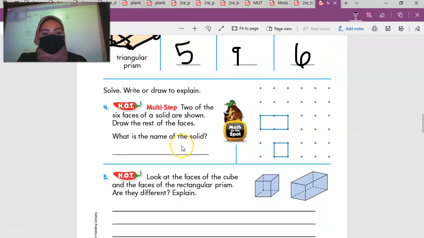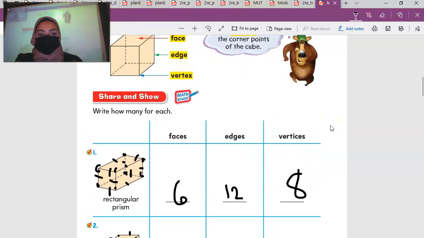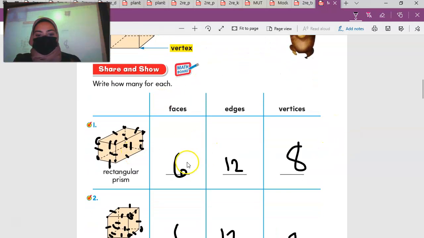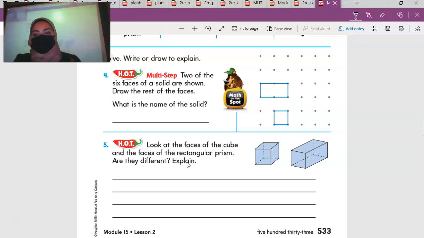Write or draw to explain. 2 of the 6 faces of a solid are shown. Draw the rest of the faces. What do you guys think the solid will be? Look, it has a rectangle and a square. What 3D shape has a rectangle and a square face? Good, a rectangular prism. Good job. So it shows 2 of the 6 faces because we know a rectangular prism has 6 faces, right? So they already drew 2 and we're going to draw the rest.